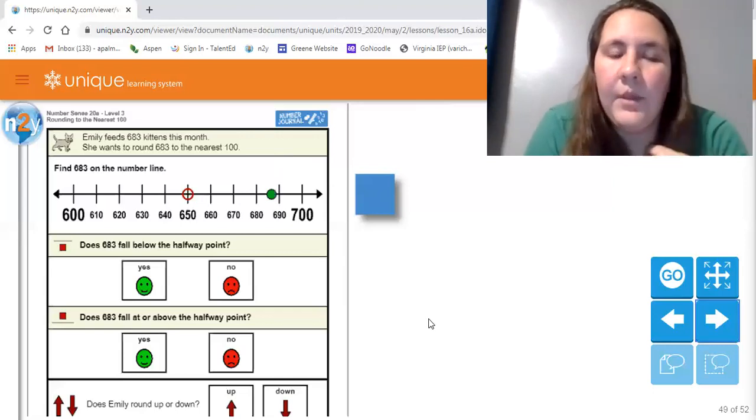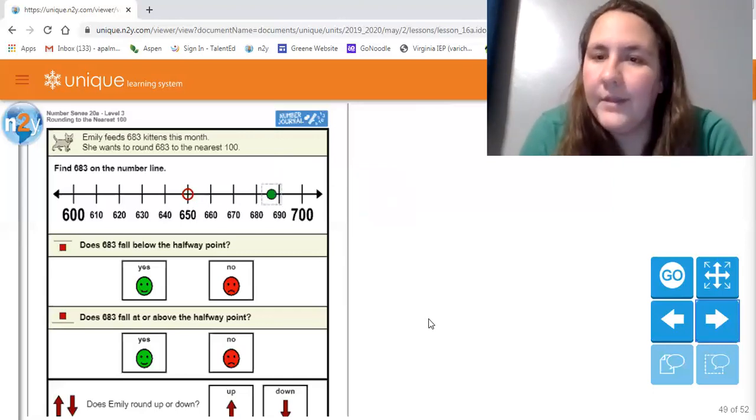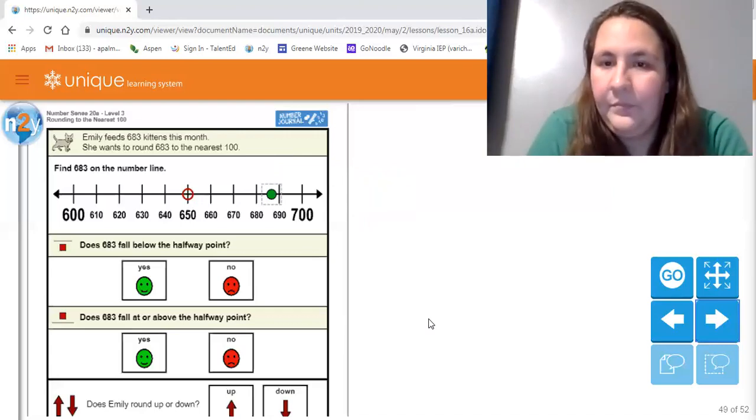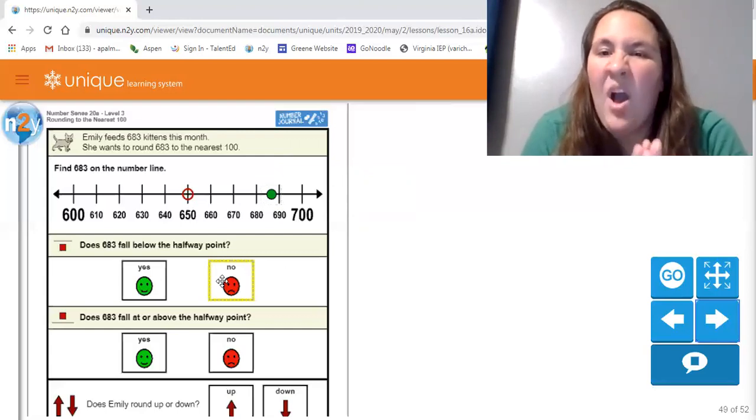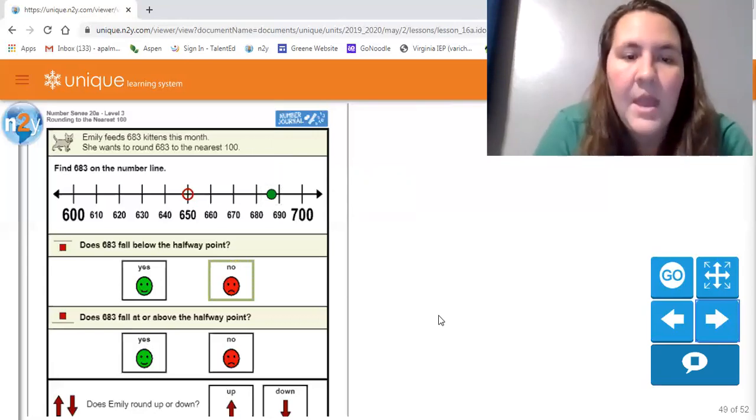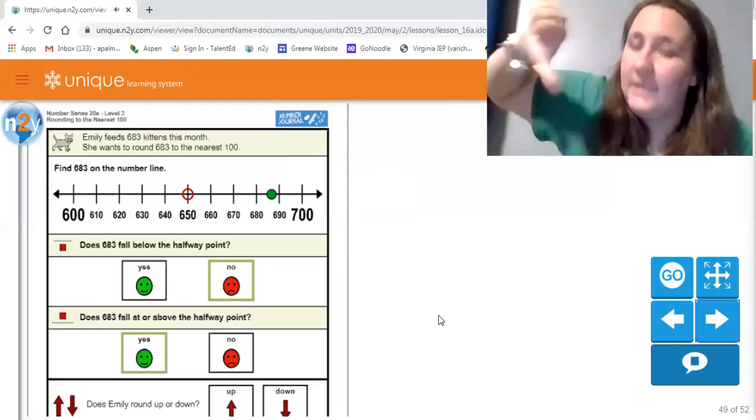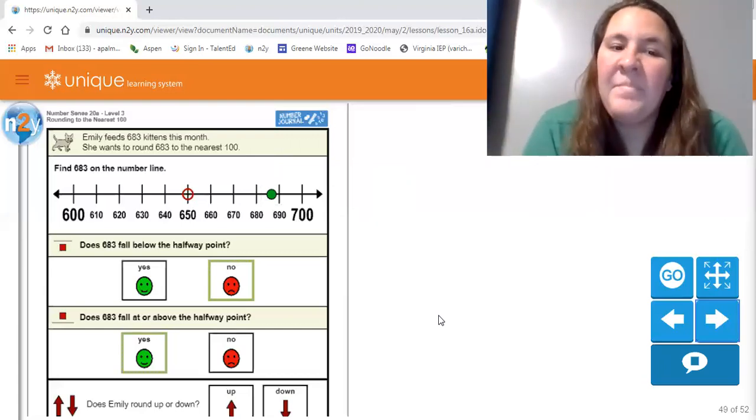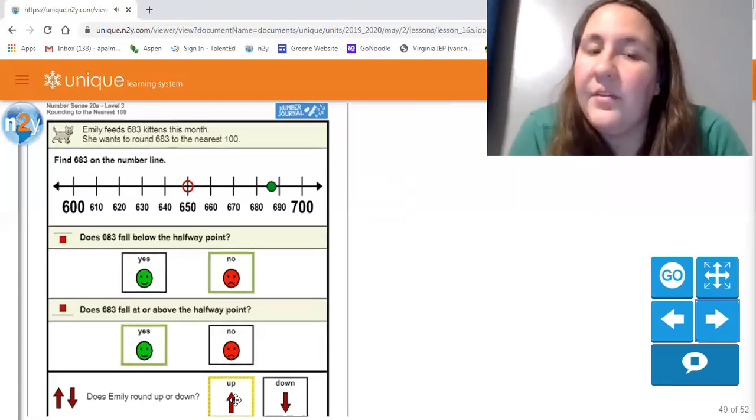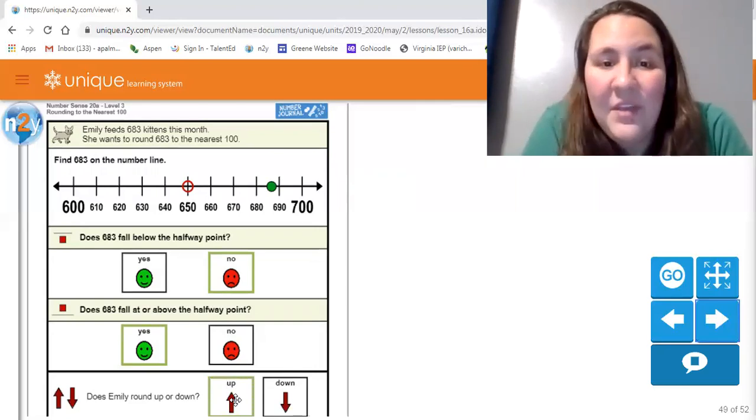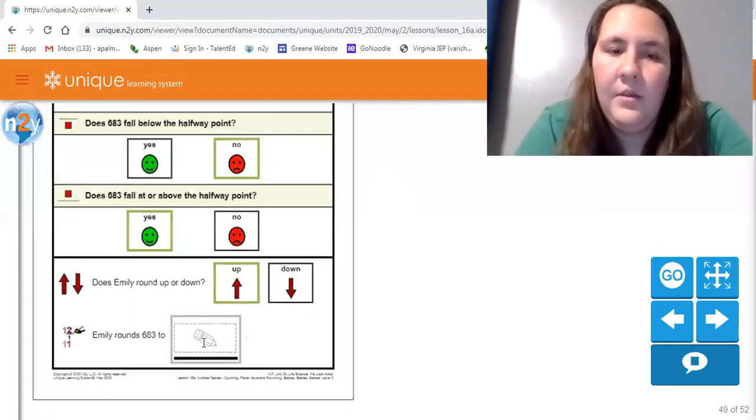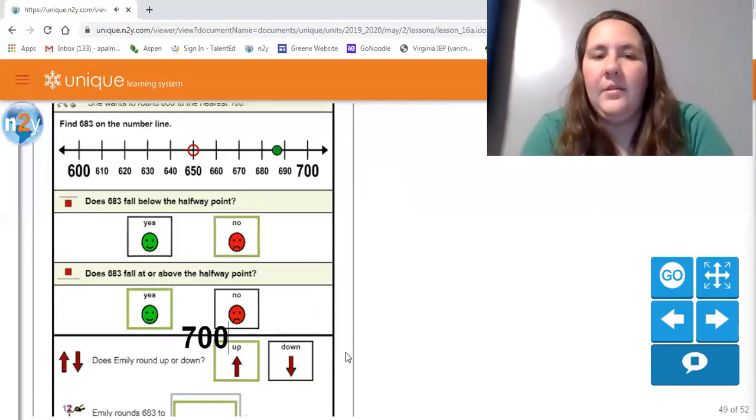Okay. So here are my questions. Does my green dot come before my red dot? Yes or no? Beautiful job. No. Does my green dot come on or after my red dot? Yes, beautiful job. Yes. Am I rounding up or am I rounding down? Beautiful job. Up. And can you guys either touch or tell me, what number am I rounding up to? Beautiful. Yeah, this is my next 100 number. 700, excuse me, 700. Great job, you guys.